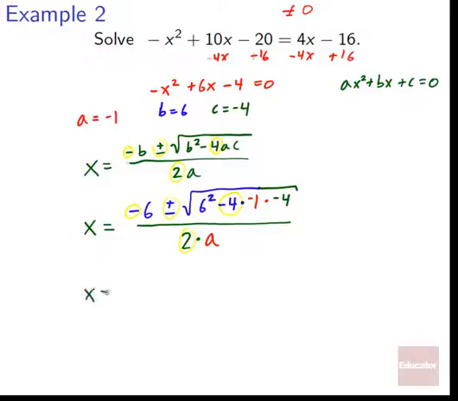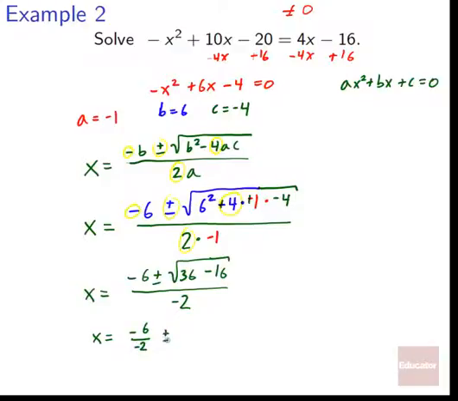So x equals negative 6 plus or minus square root of 36. Negative 4 times negative 1 times negative 4, 2 of those cancel out, but we're still left with a negative, so minus 16 over 2 times a. Oh gosh, sorry, we're going to replace that with what it should become, 2 times negative 1. I got confused by all the colors. 2 times negative 1 becomes negative 2, so we have x equals negative 6 over negative 2 plus or minus the square root of 20 over negative 2.